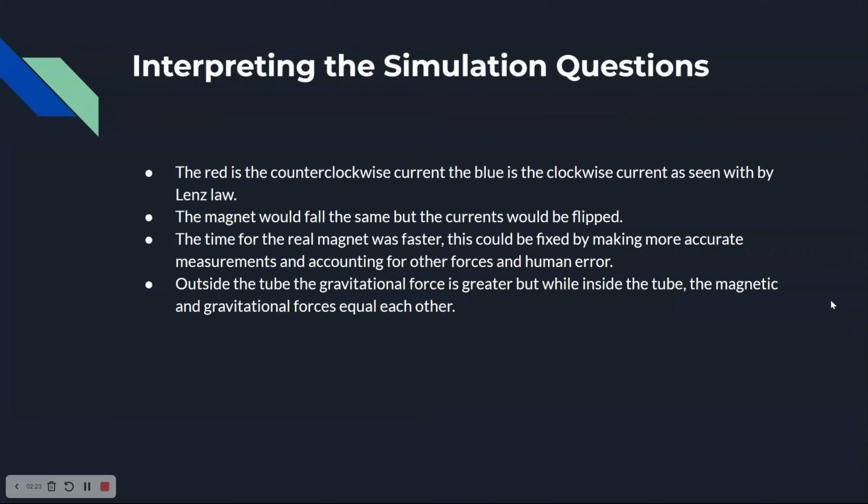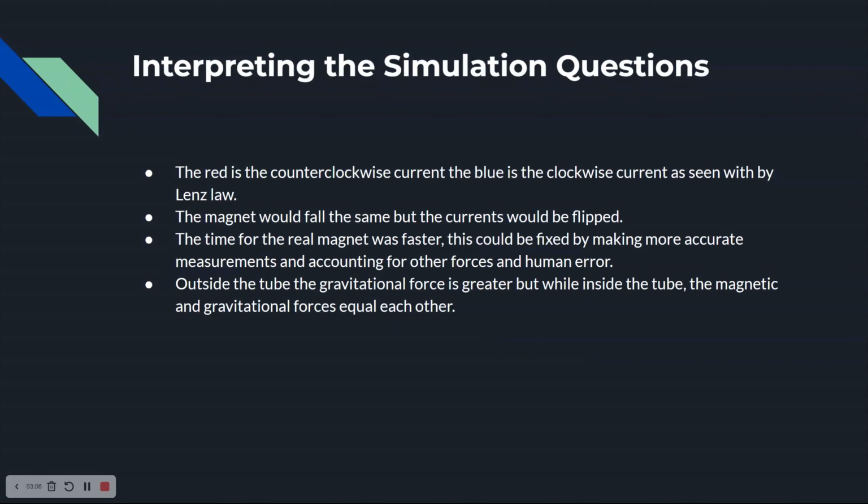All right, here's a few things about interpreting the simulation, those questions. We know that the red is the counterclockwise current and the blue is the clockwise current as seen by Lenz's law. This is the red and blue that can be seen on the GlowScript model of the magnet actually falling. Additionally, the magnet would fall exactly the same, but the currents would be flipped if we drop the magnet in a different orientation. So speed wouldn't really be affected here. And then if we get to comparing our times between the real magnet fall and the GlowScript, I got that the real magnet was faster, but this is definitely something we can attribute to errors when taking measurements and even just me dropping it weird or anything like that.